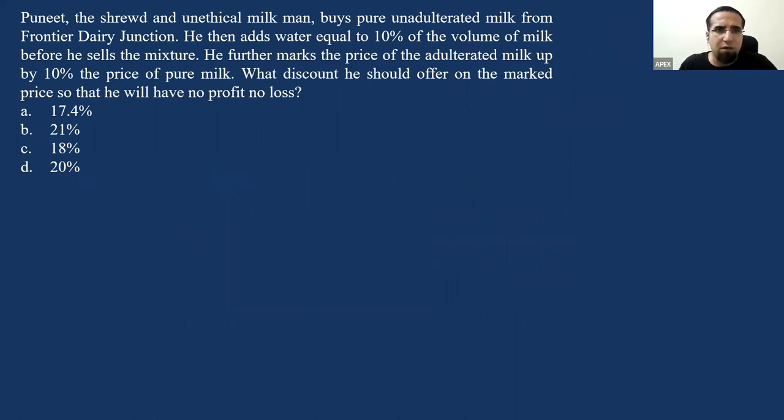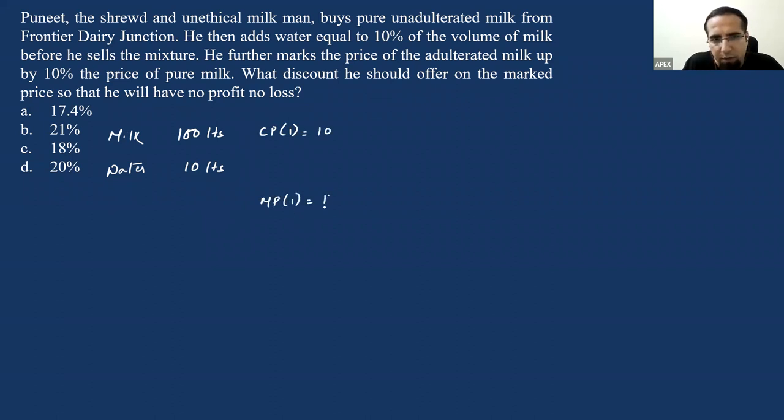Now, this question says, Puneet, a shrewd and unethical milkman buys pure unadulterated milk from a frontier dairy junction. Okay, let's say he gets 100 liters of pure milk. And then he adds water, which is equal to 10% of the volume of the pure milk. That means he adds 10 liters of water. He further marks the price of adulterated milk up by 10%. So let me assume that CP of 1 liter of milk is equal to 10, which means MP of 1 liter of milk here becomes 11.